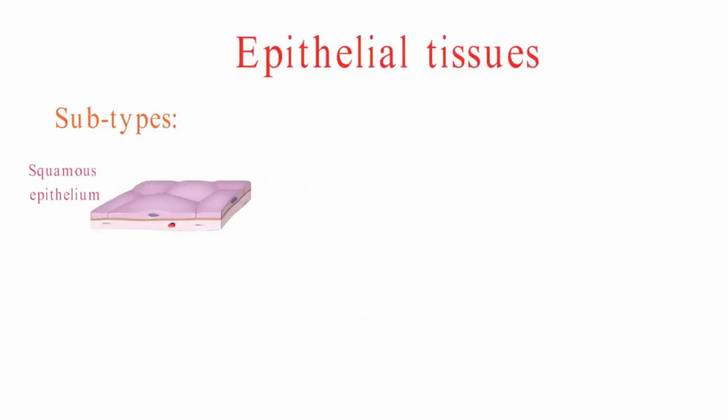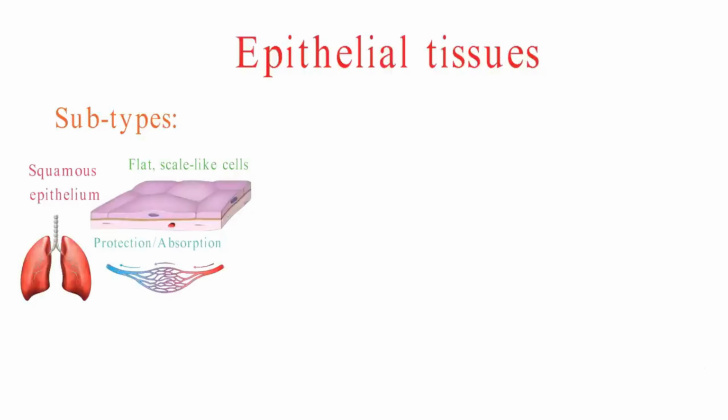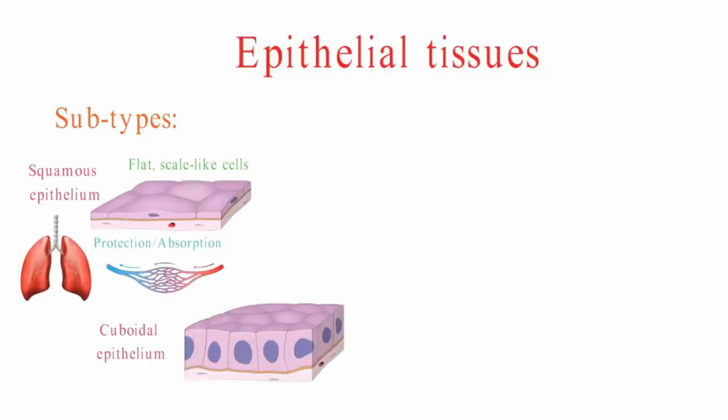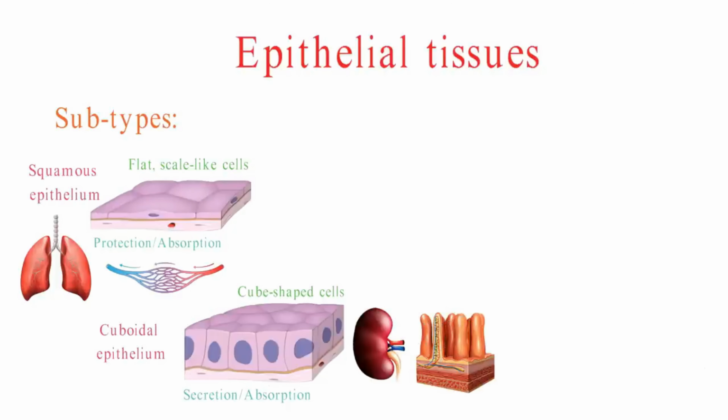The squamous epithelium is made up of flat, scale-like cells. It is found in areas where there is a need for protection or absorption, such as the lining of the lungs and the blood vessels. Cuboidal epithelium is made up of cube-shaped cells. It is found in areas where there is a need for secretion or absorption, such as the lining of the kidneys and the small intestine.